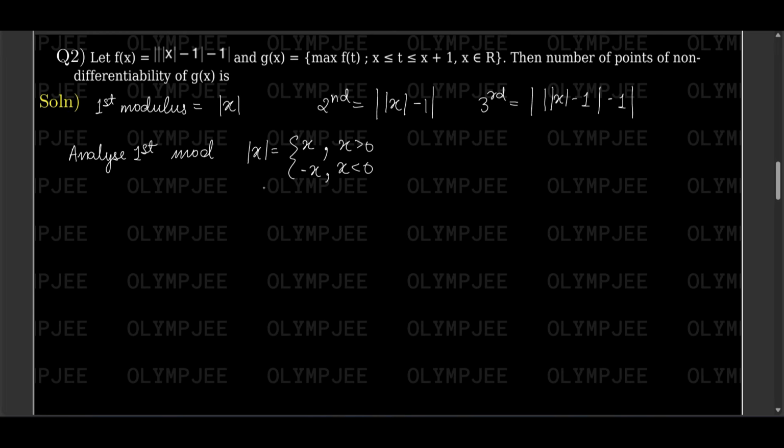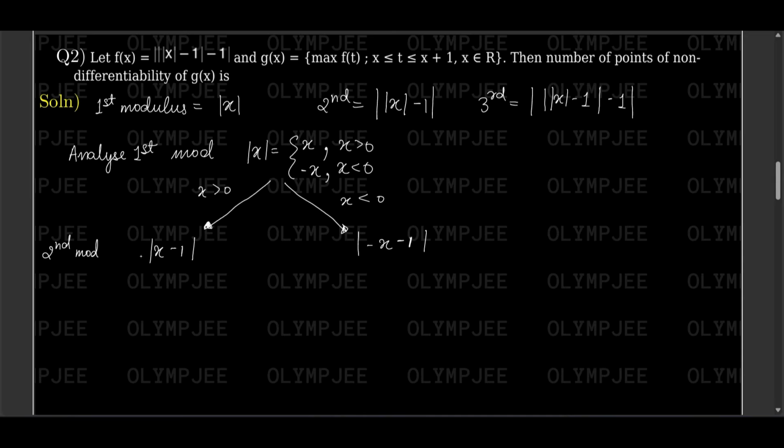Okay, so there are two different cases possible now, right? When x is less than 0 and x is greater than 0. So when x is greater than 0, then we analyze the second mod. Since modulus of x is x when x is greater than 0, the second modulus will be x minus 1. And if x is less than 0, then we have minus x, so it will be minus x minus 1.